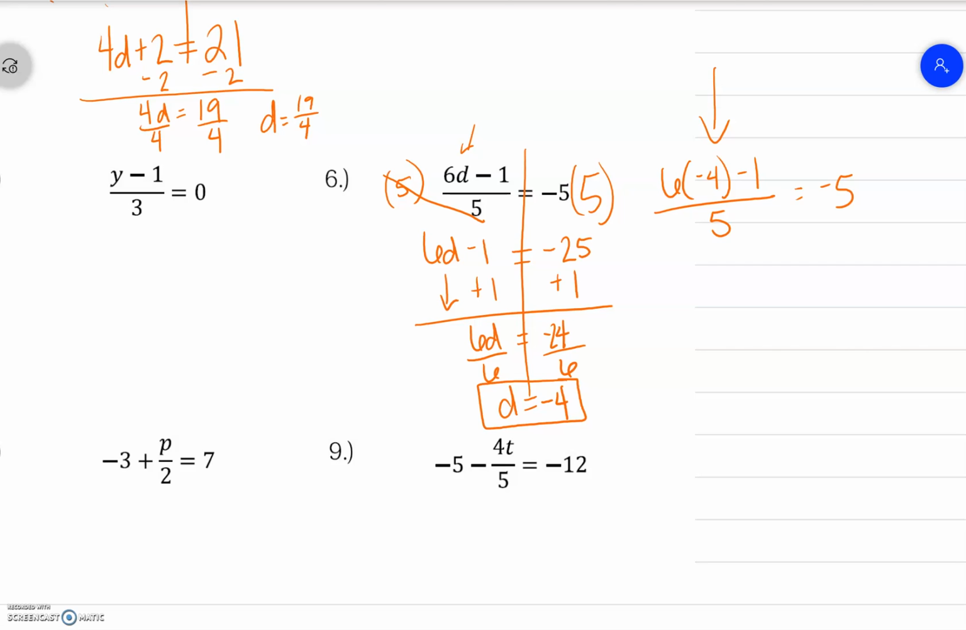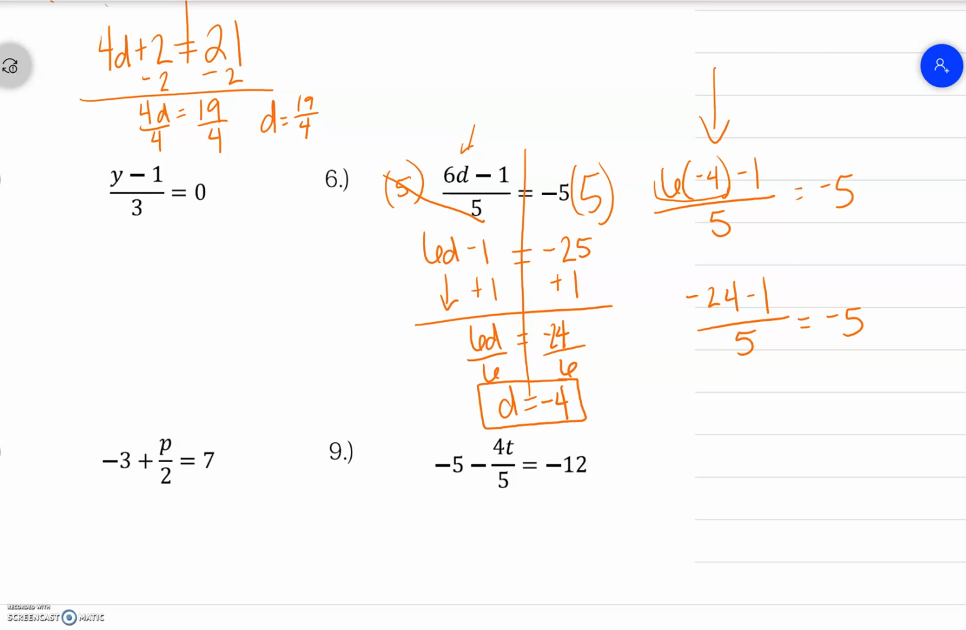When we're simplifying, we work from the inside out. When we're solving, we work from the outside in. So we have to multiply this first because we're simplifying. So 6 times -4 would be -24 minus 1 over 5. And notice everything else stayed the same. The only thing that changed was what we multiplied.